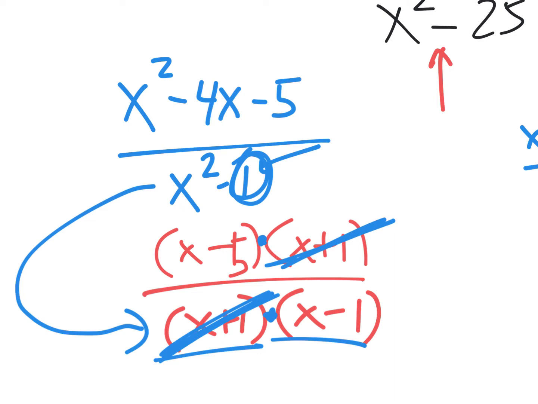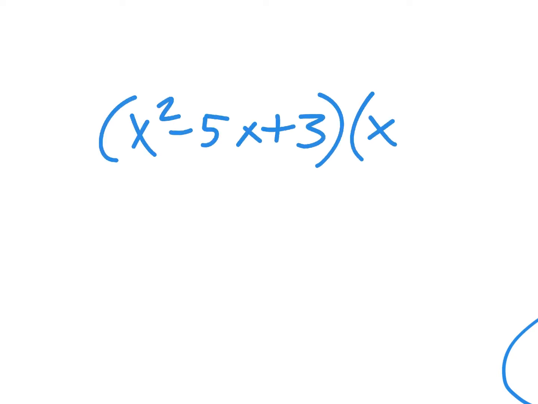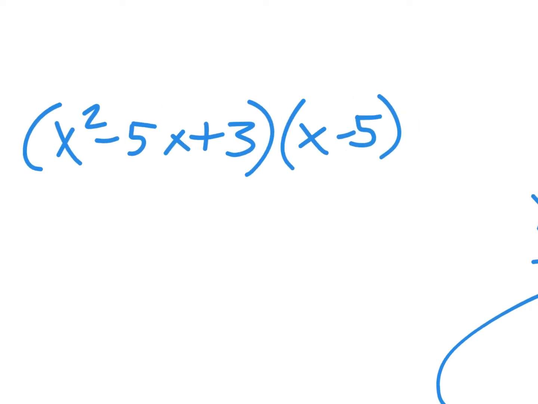Then you'll do better next time. Mira, the first one. Read it. In parentheses, x squared minus 5x plus 3, and then multiplied by x minus 5. Minus 5? Yes. Okay. All right.